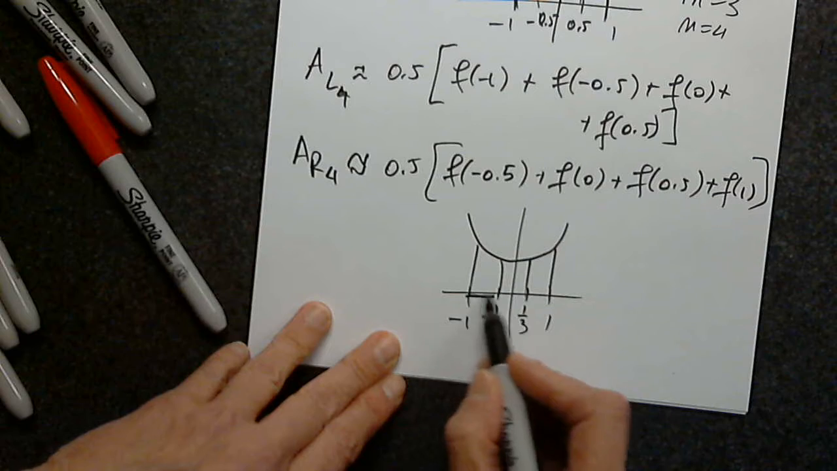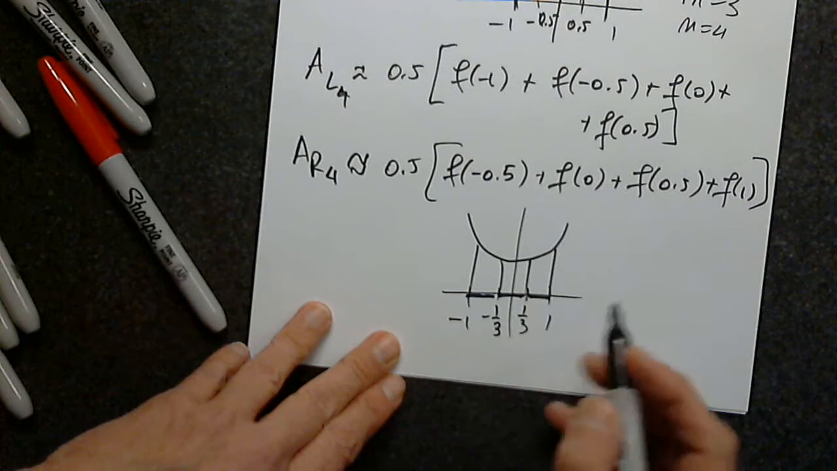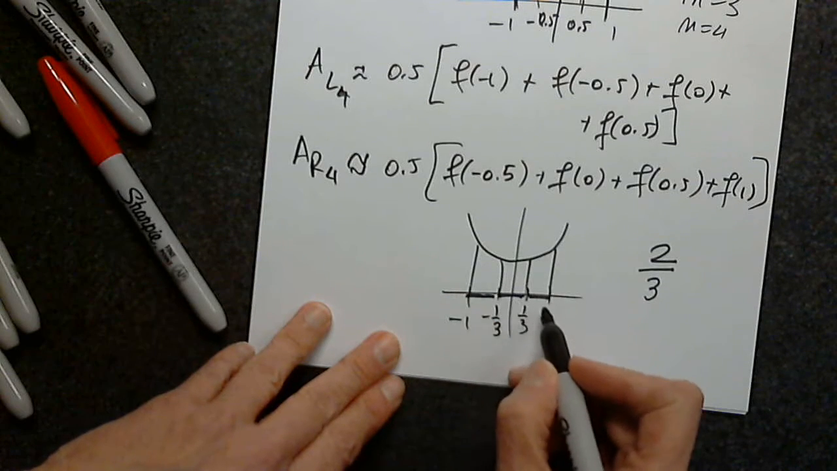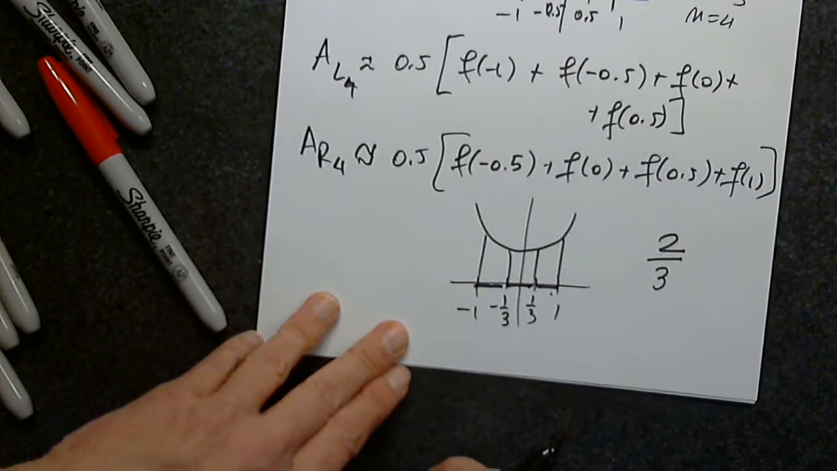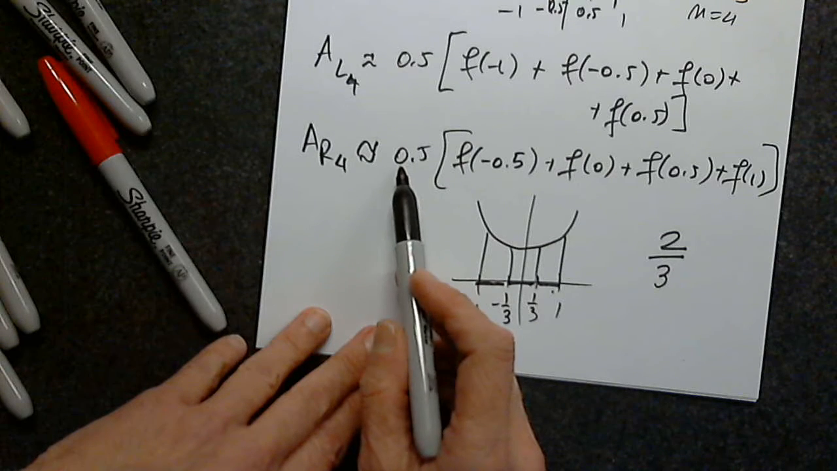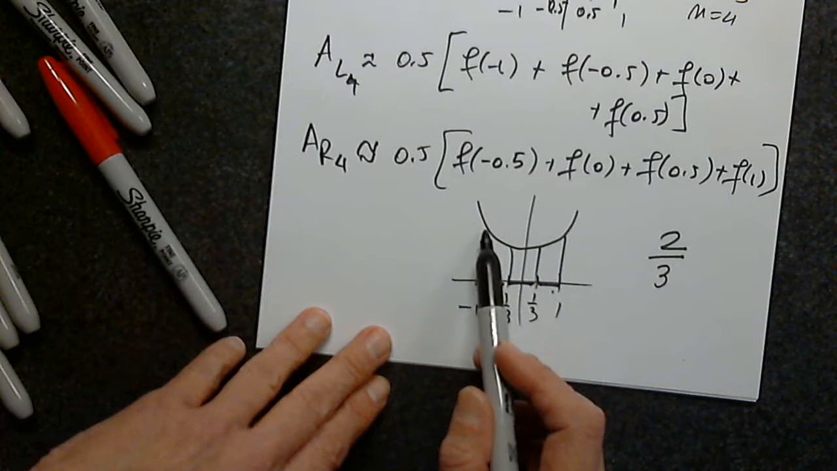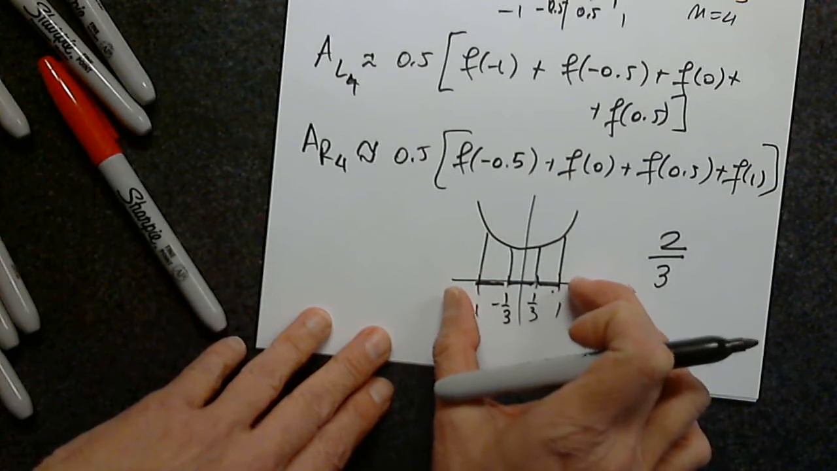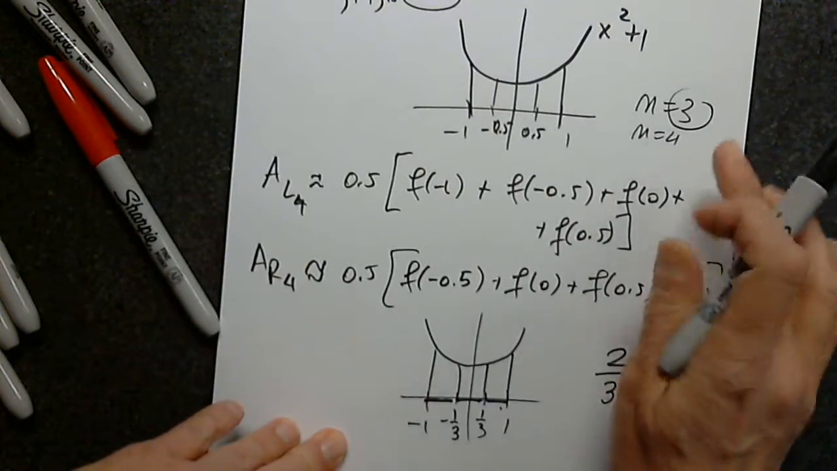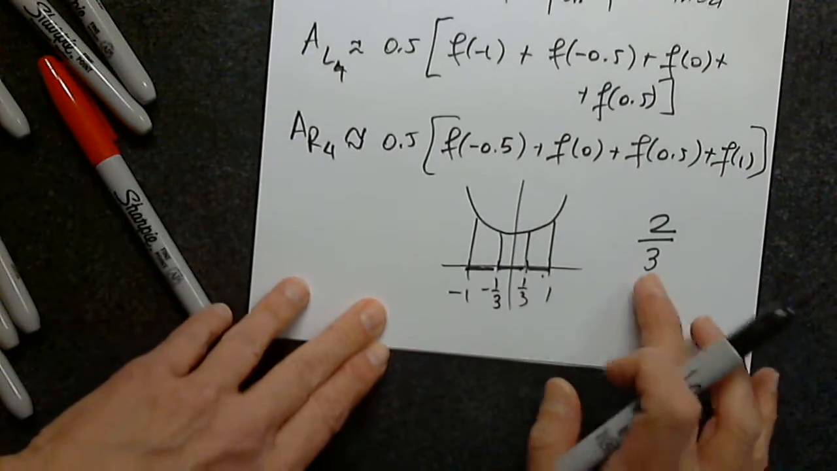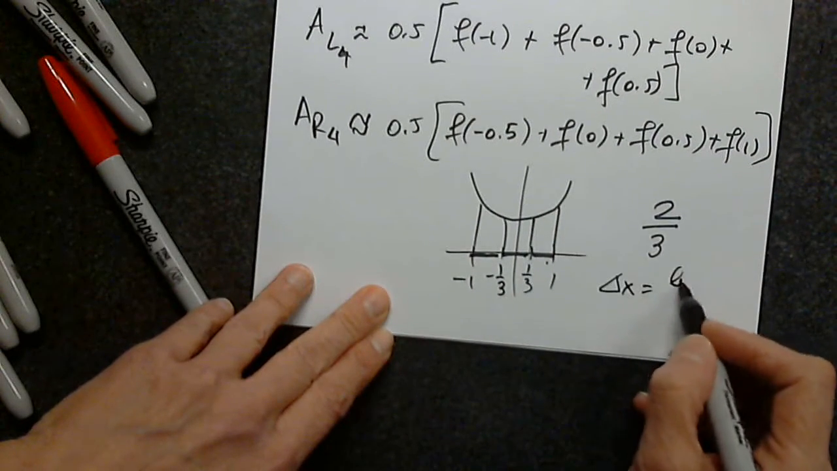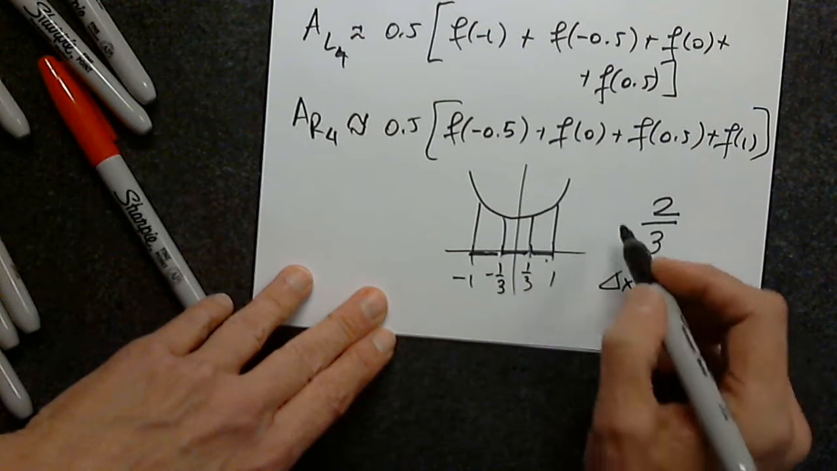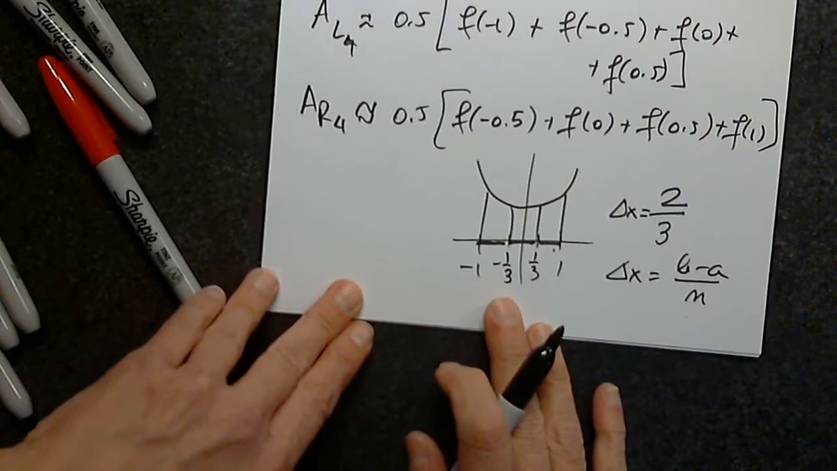You have this interval, you have this interval, and you have this interval. You have to divide 2 by 3. So this is 2/3, this is 2/3, this is 2/3. So you will have 2/3 in front, f of -1. The width of the interval is 2 units, and you are dividing by the number of subintervals. So delta x is b minus a divided by n, which is 2/3. So this will be your delta x this time.